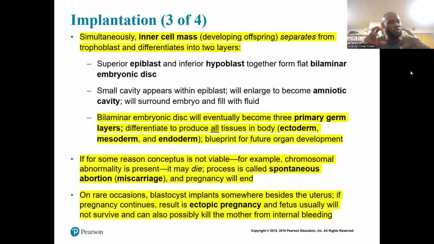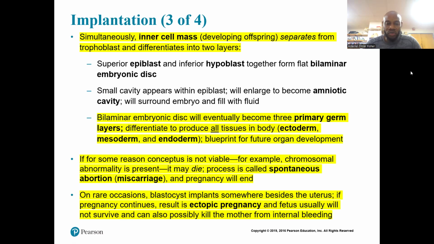As you can see, there are so many moving parts and pieces to the development of a fetus. And if something doesn't happen correctly, or if things just don't work out, pregnancy will end. The body can end the pregnancy.